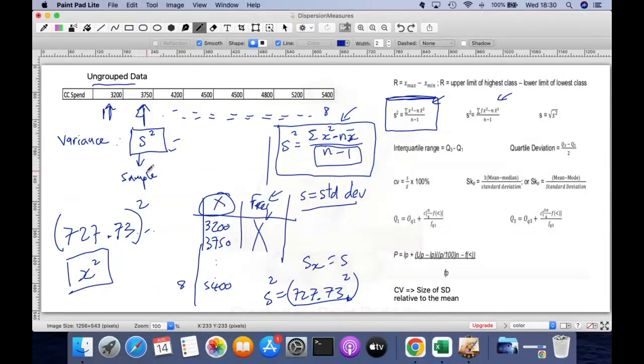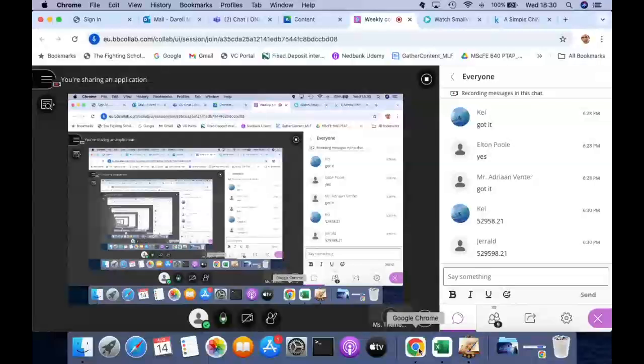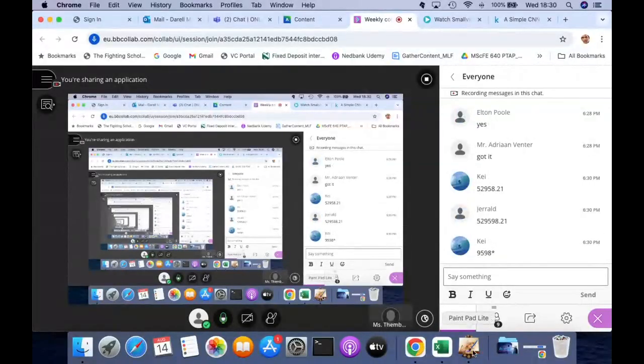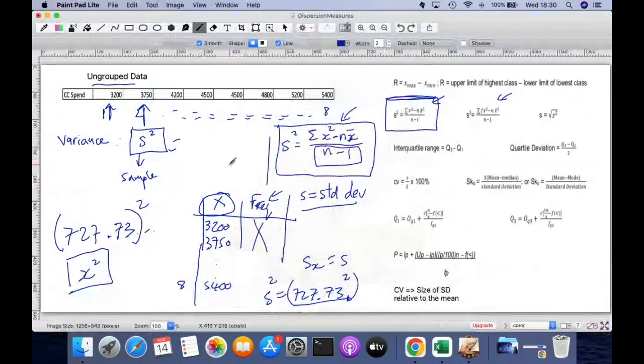write it in the chat to make sure that everyone's walking through this. Tell me what number you get, then round it to 2 decimal places. Fantastic. Yes, that is it, 529.598. Very good, everyone. So your variance is 529.598.